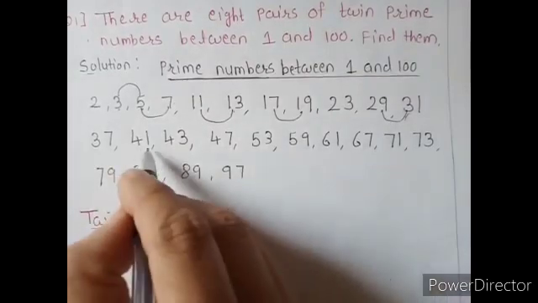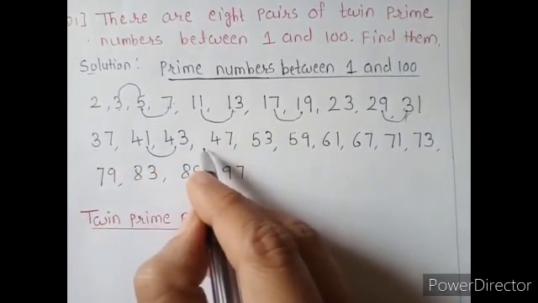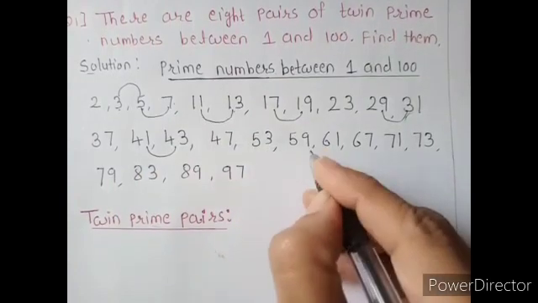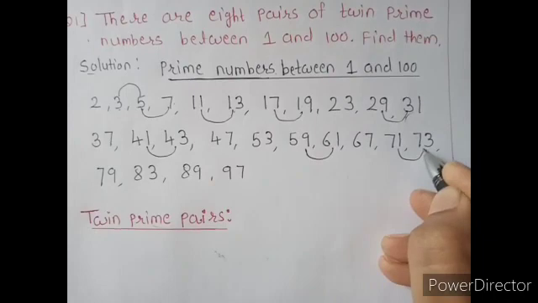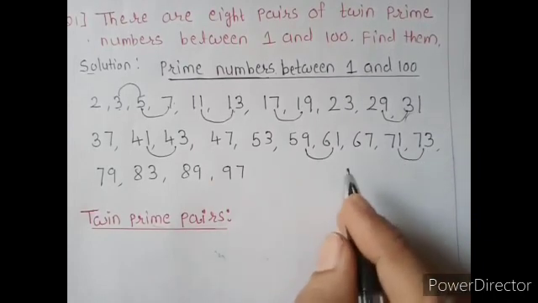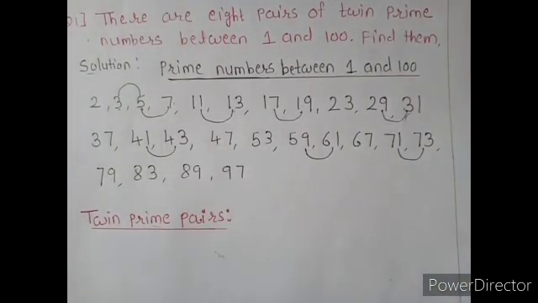Next pair is 41 and 43. Then next pair is 59 and 61. Next is 71 and 73. So these are 8 pairs of twin primes. Now write down those twin prime pairs here.